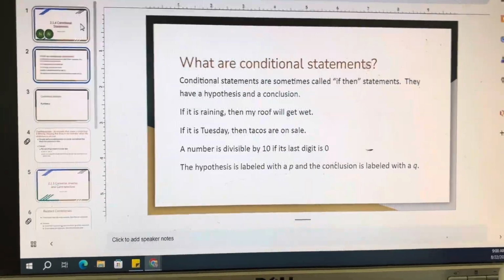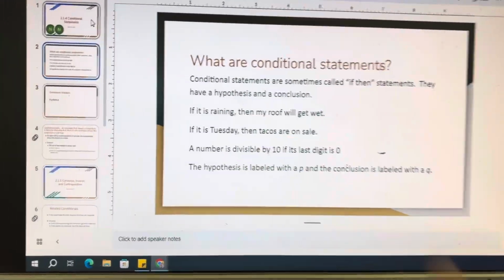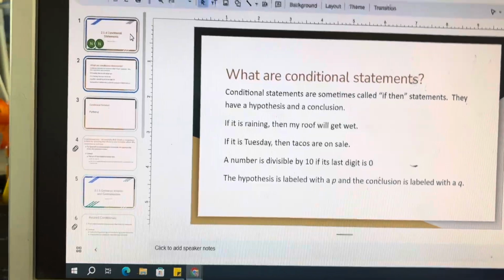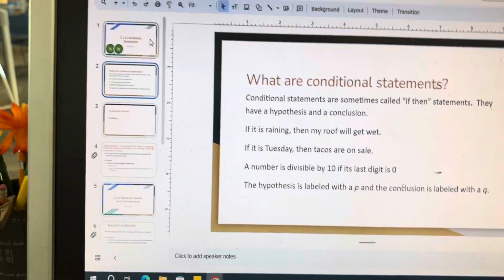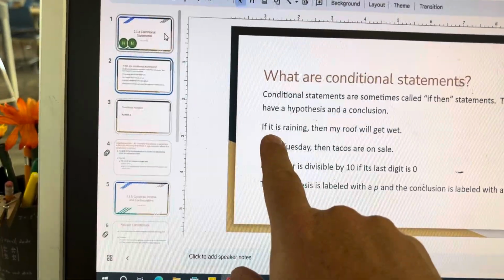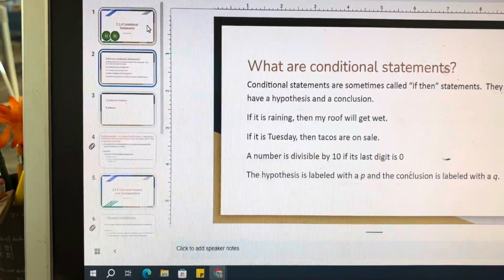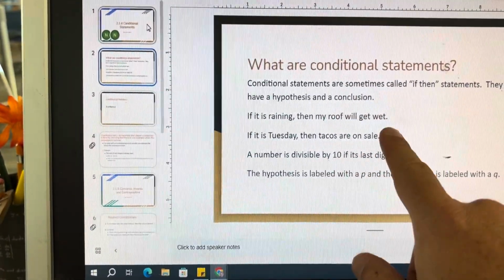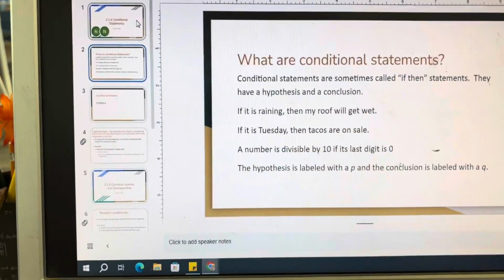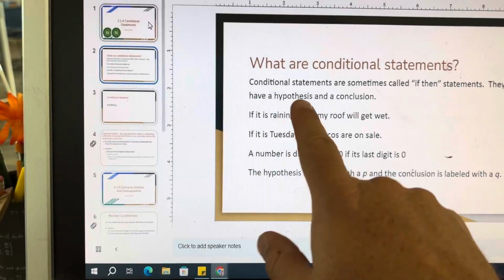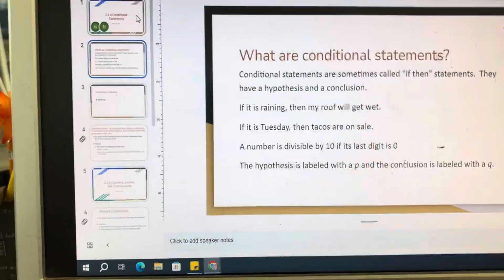So on this first slide, what are conditional statements? We call them if-then statements. We have a hypothesis, we have a conclusion. If it is raining, then my roof will get wet. So after the if, it is raining, that's my hypothesis, and then my roof will get wet, that's my conclusion. If it is Tuesday, then tacos are on sale. So this is my hypothesis, this is my conclusion.